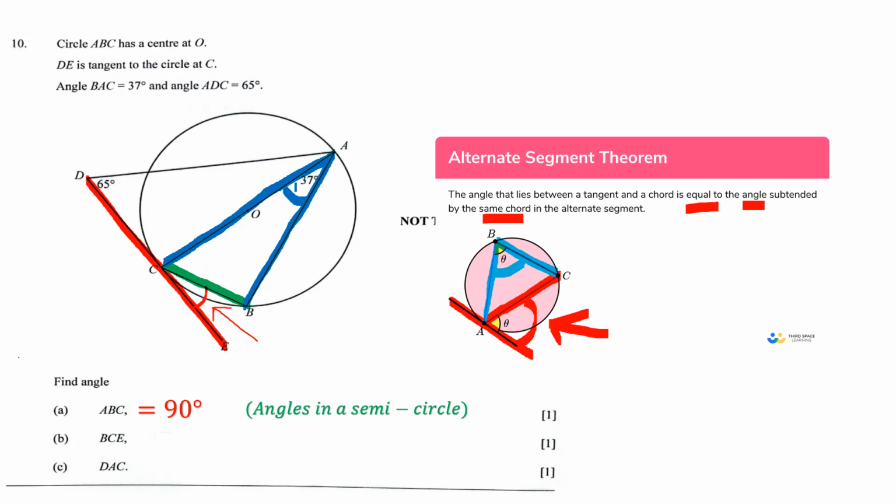And so that means that angle BCE is going to be equal to 37 because they are equal based on the alternate segment theorem. So this is 37 and this is 37. Okay, let's move on to the next question.